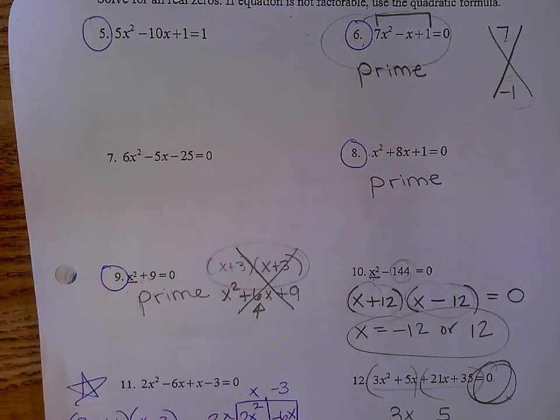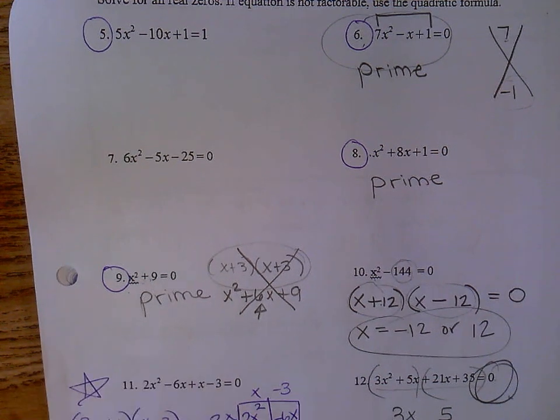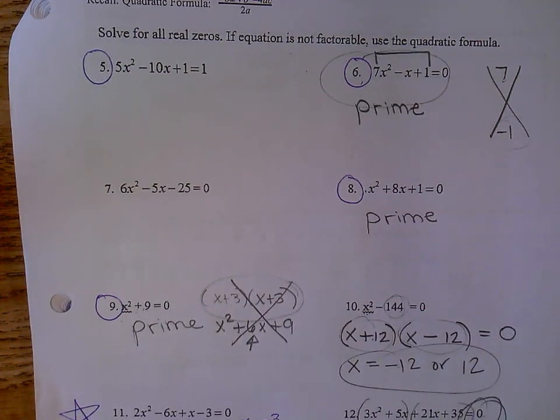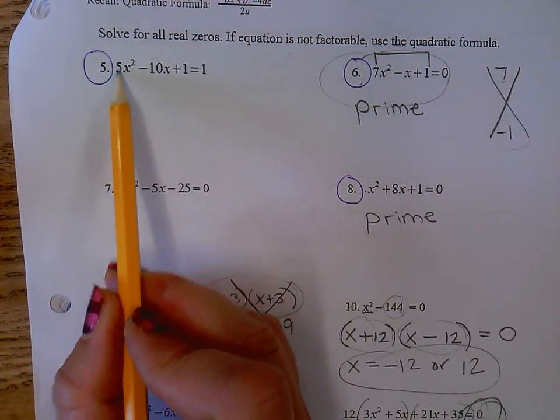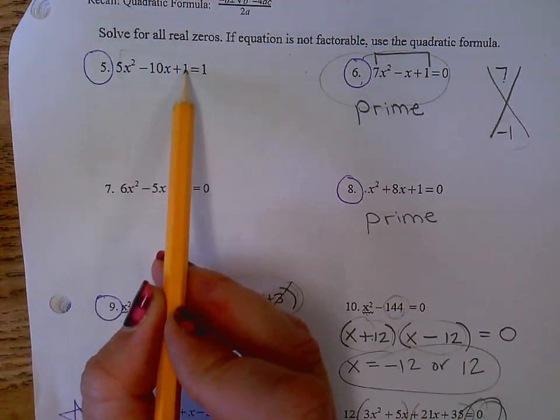All right, so there's a couple on here that are a little bit harder. So I might not give them to you on the quiz, but you might see them on the SAT, or I might put it as a bonus question. So I didn't want to overlook it because at first glance, doesn't this look prime? Because 5 times 1 would be 5, and there's no way to get to negative 10.